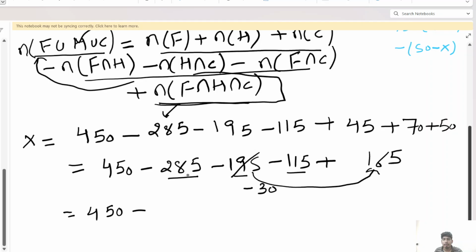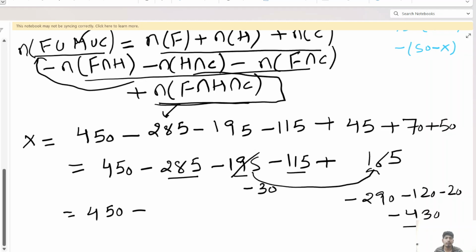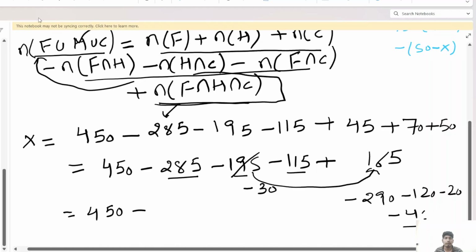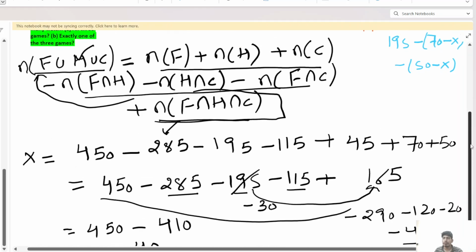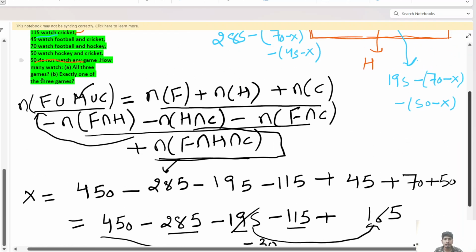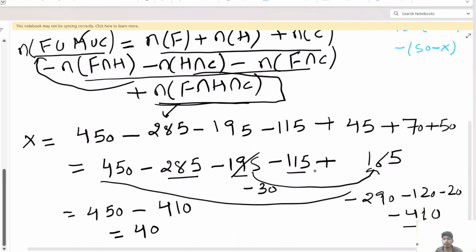Then 290 minus 120 minus 20, this is 410. Okay, you solve this simple calculation and find 410. That means what is asked in the first question, all three games, means players who watch all the three games, that is 40.